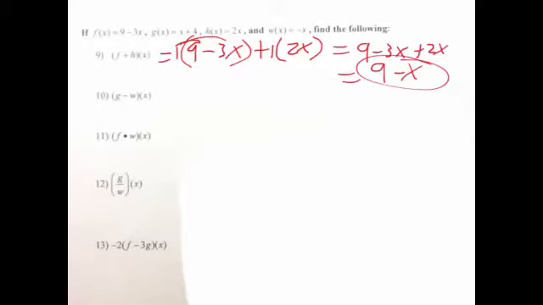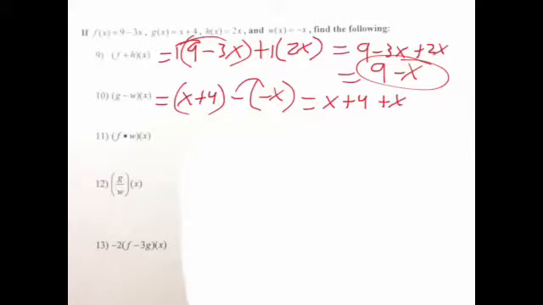Now the next one you have to do g minus w. So you write down what g is, which is x plus 4. And then minus w, which is negative x. Negative times negative is going to give you positive. So we're looking at x plus 4 plus x, which is 2x plus 4.